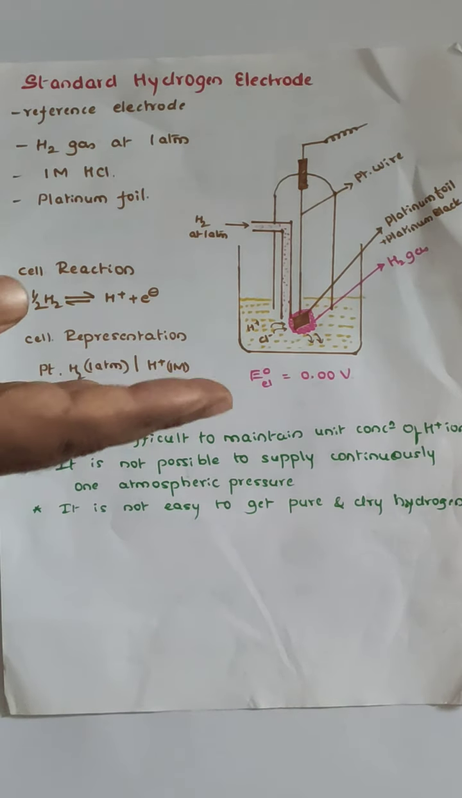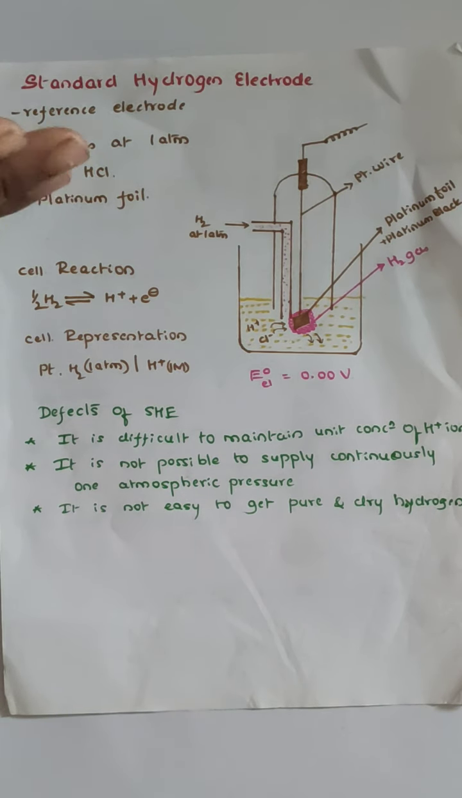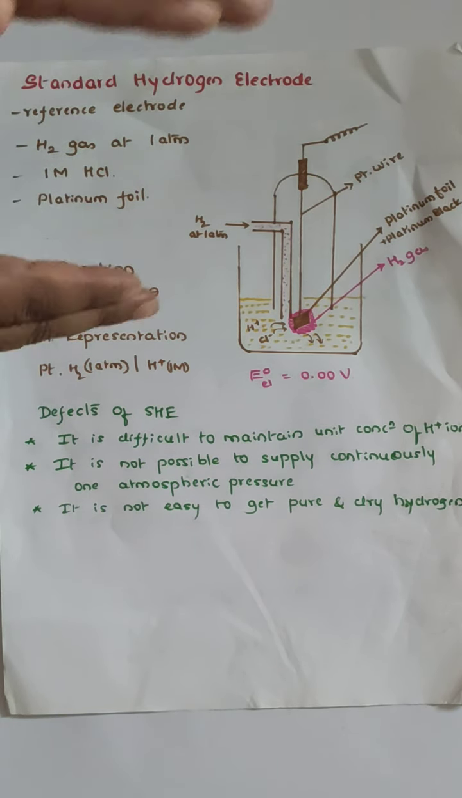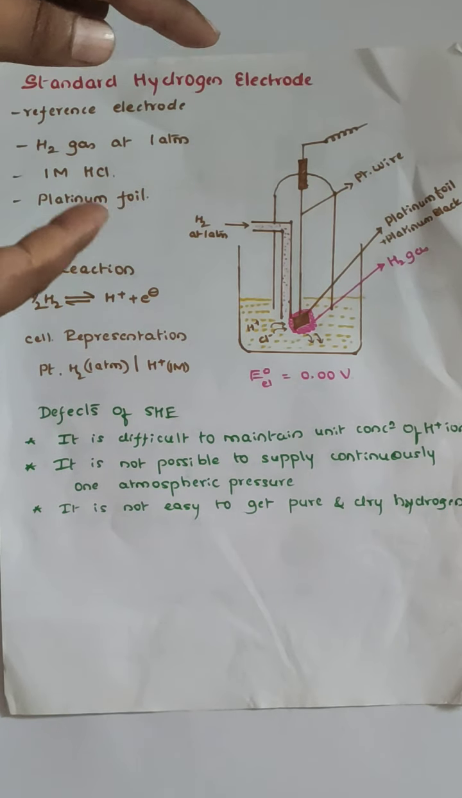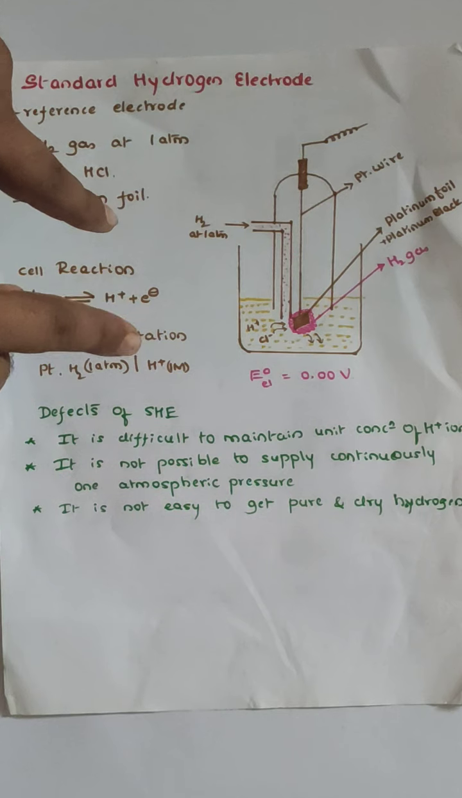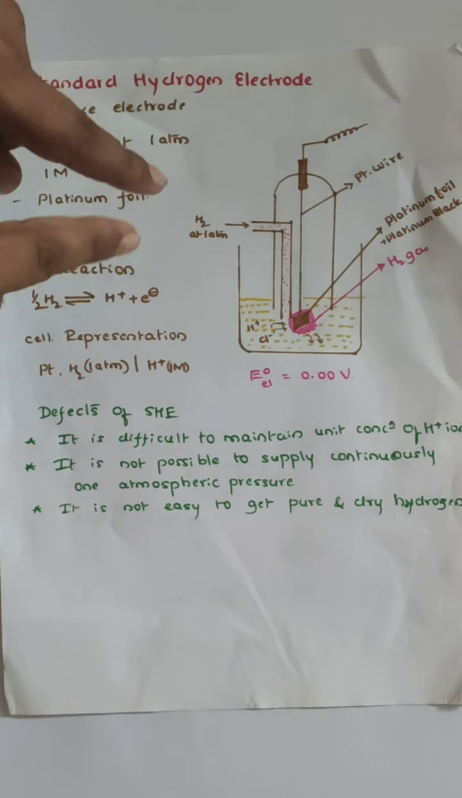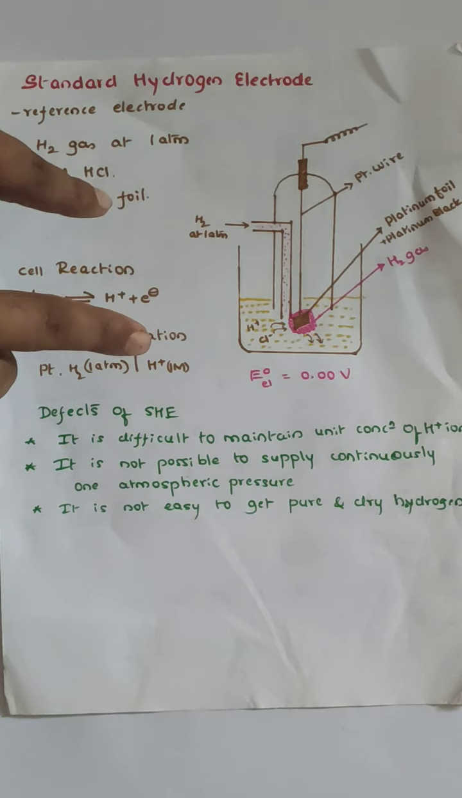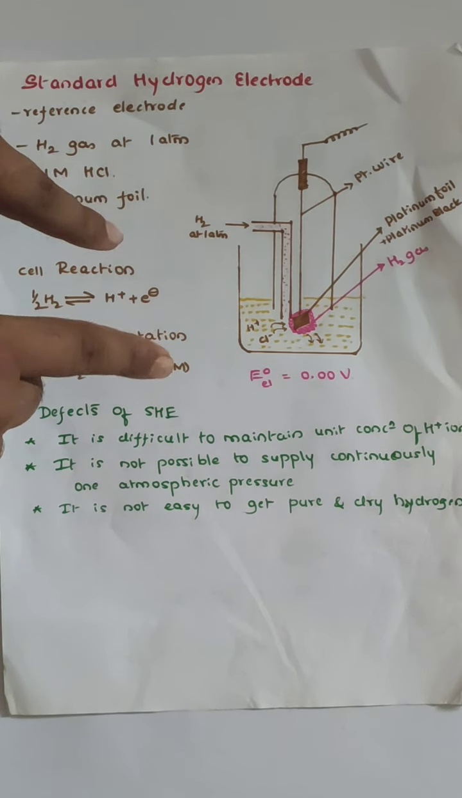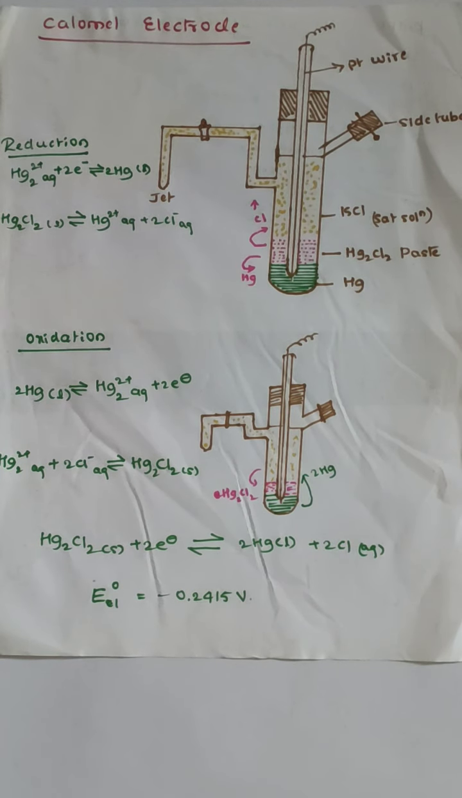So this is the construction and working of the standard hydrogen electrode. During the process, the equilibrium between the hydrogen gas and the hydrogen ions present in the 1 molar solution produces the potential. Therefore, the standard electrode potential of the hydrogen electrode is given as 0.0 volt. The next type of reference electrode is the calomel electrode.